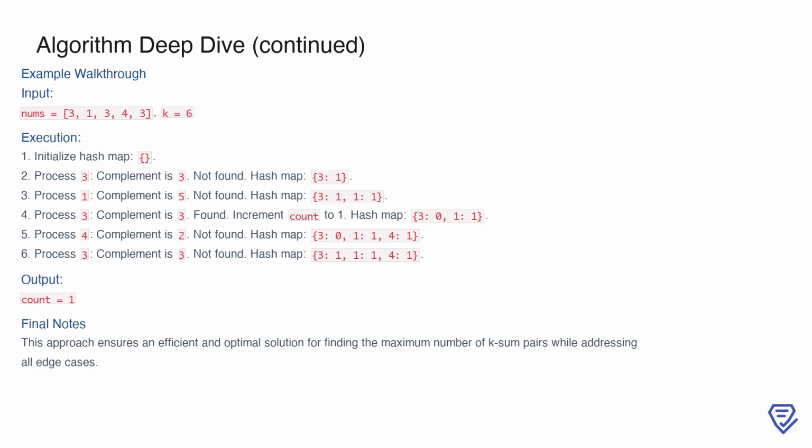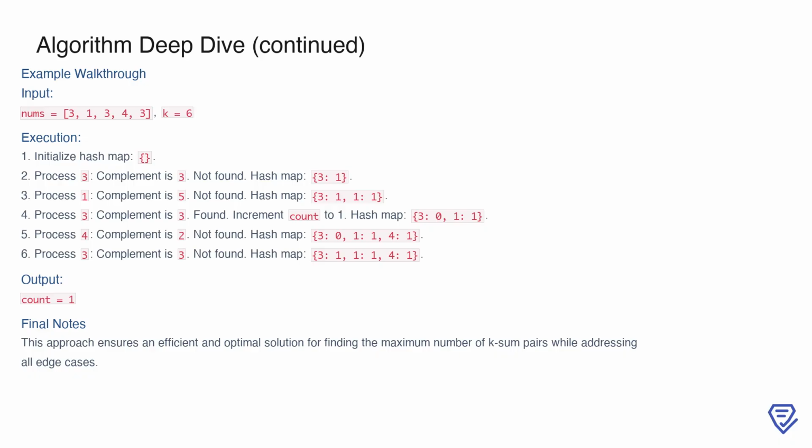Next, we process 1, whose complement is 5. Again, the complement is not found, so we update the hash map to include 1. When we process the second 3, we find its complement in the hash map with a non-zero frequency. This forms a valid pair, so we decrement their frequencies and increase our operation count to 1.